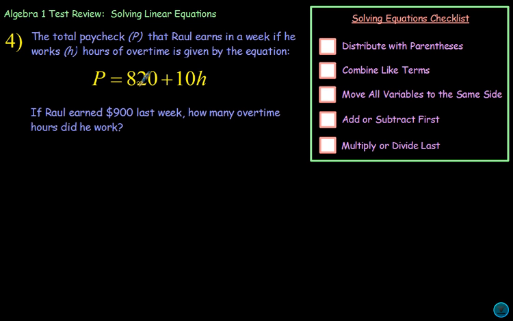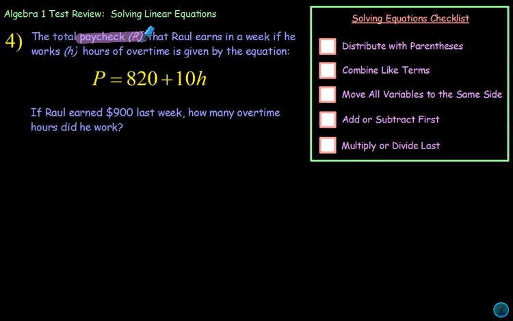It says the total paycheck P, so they're saying that P stands for paycheck, right? Because in math we use variables, letters in the alphabet, to represent unknown numbers, or what we would say unknown quantities. You could use any letter. I know we use X and Y a lot. But in the context of a word problem, you can use a letter that matches up with what you're talking about. So if we're talking about a paycheck, then sure, let's use P. That makes sense. All right, so a paycheck that Raul earns in a week if he works H hours.